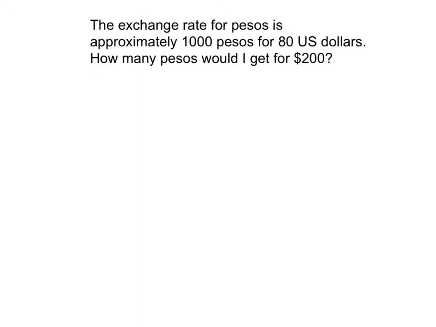Before I left, I wanted to give you guys one last word problem to practice writing your own ratios and proportions. The exchange rate for pesos is approximately 1,000 pesos for every 80 US dollars. We want to find out how many pesos we can get for $200. So let's go ahead and let's write the obvious ratio first. 1,000 pesos for $80.